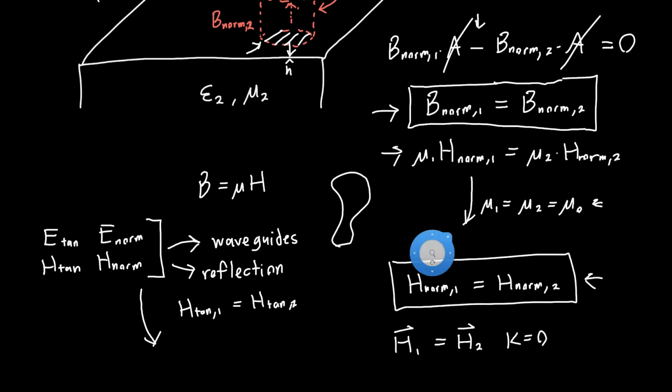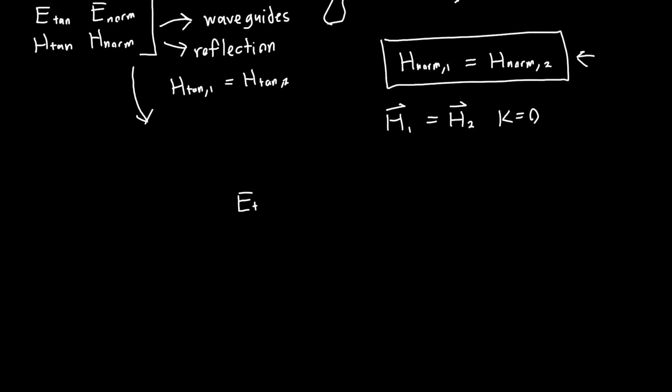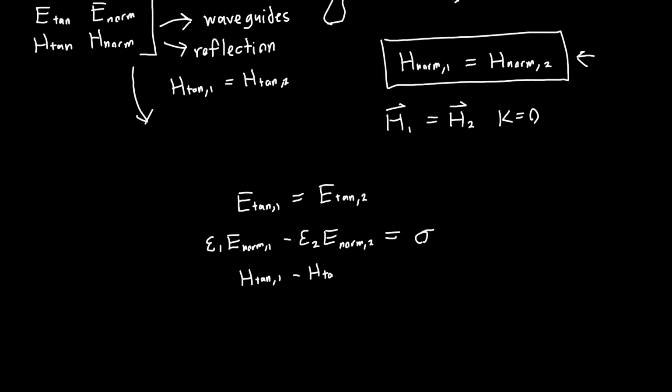So I'm going to summarize these real quick below so that you have a reference of it. So for the electric field, we found out that the tangential components had to be equal. For the normal components, epsilon 1 E normal 1 minus epsilon 2 E normal 2, we found out that these had to be equal to the surface charge density sigma. And similarly for the tangential components of the magnetic field, H tan 1 minus H tan 2, this had to be equal to the surface current. And for the magnetic flux density, or the video that we just talked about, mu 1 times H norm 1 is just equal to mu 2 times H norm 2, because we don't have any source terms on the right hand side.